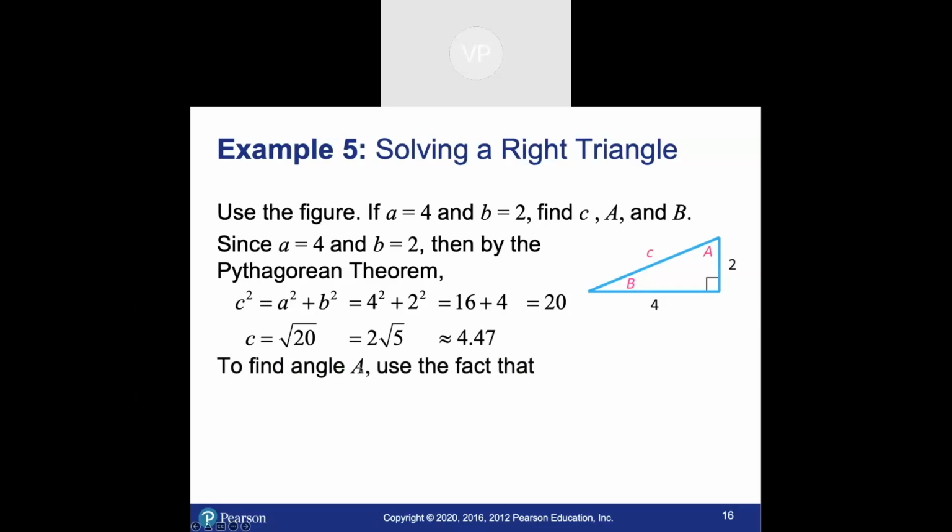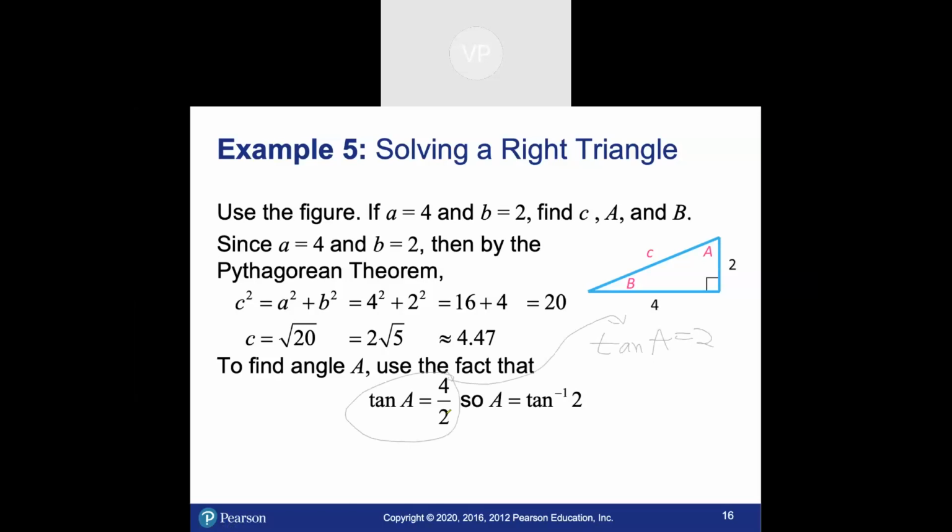Okay, now we're going to use angle A. The tangent of A is 4 over 2. So remember how tangent is. From angle A, always center yourself on the angle you're talking about. Tangent of A is opposite over adjacent, 4 over 2. So we know that the tangent of A equals 2. I just did the division.